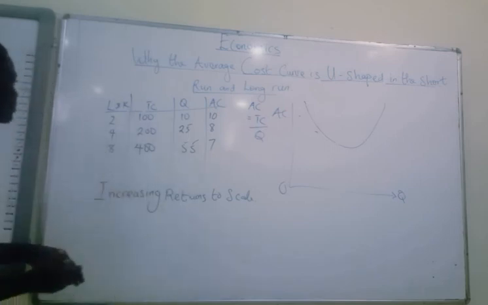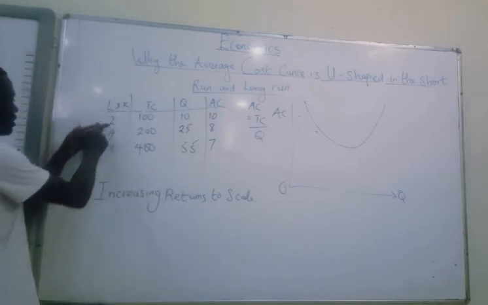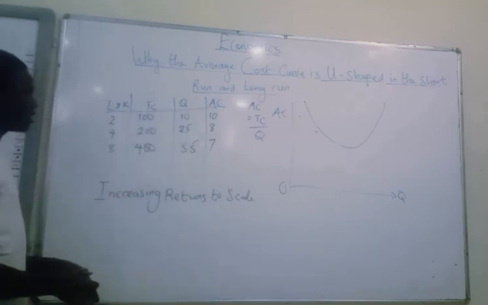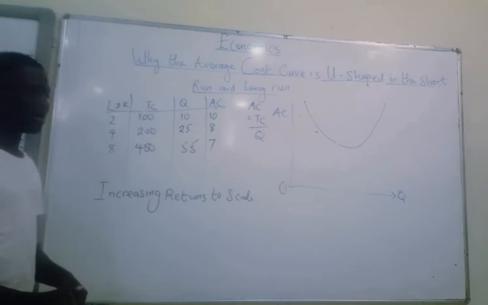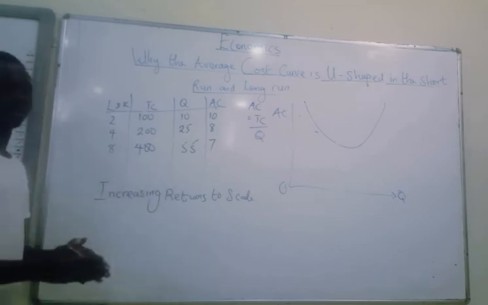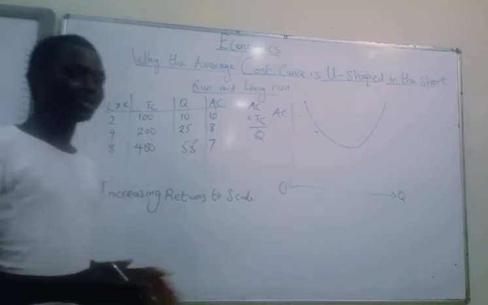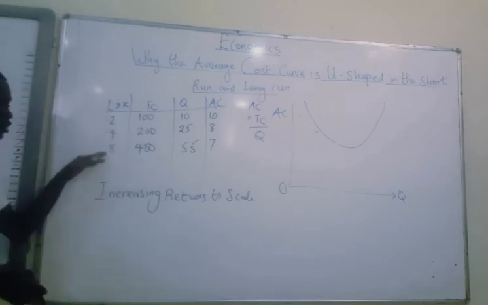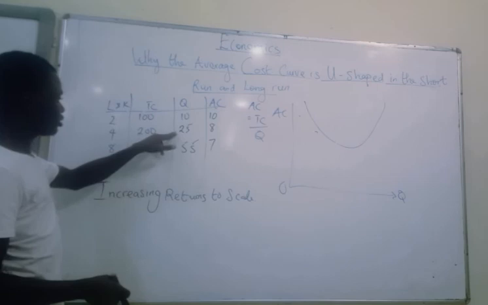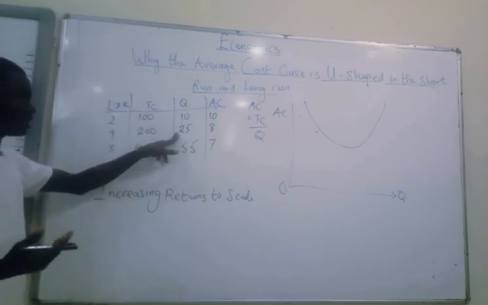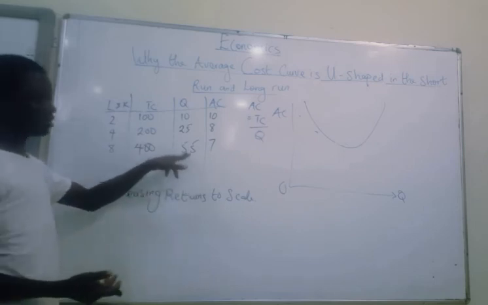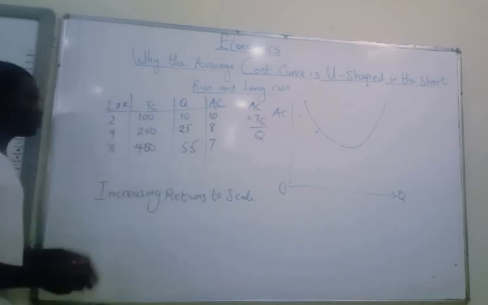So what do we observe? Here to here is a doubling, but this quantity is more than a double. The double of 10 is 20, but we have 25 here, which means output is increasing faster than inputs are increasing. When we move from here to here, it's another doubling. When we multiply 25 by 2, we have 50, but here we have 55, which simply means that output is also growing faster than the rate at which the inputs are growing.